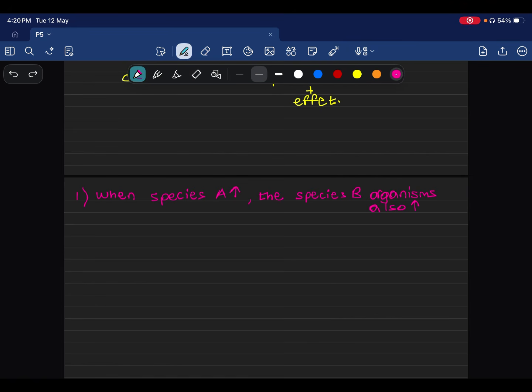And now my second statement is: because the number of organisms in species A increased, it led to the number of organisms in species B to also increase. Which one is the correct statement? Which one is showing correlation? You're right, it is statement one.